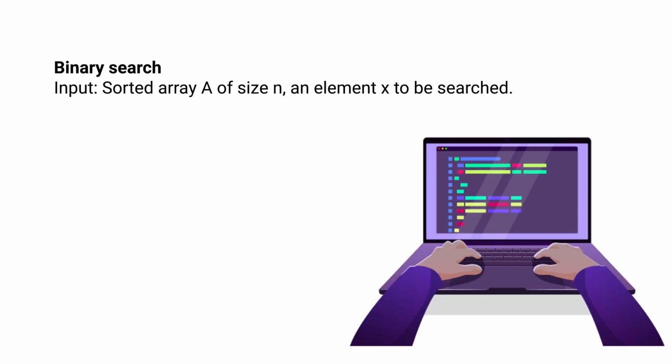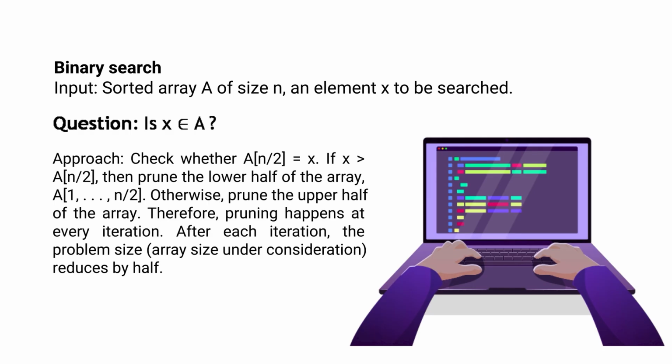In case of binary search, okay. So, binary search means what is the input? Sorted array A of size n and element x to be searched, okay, like in linear search. So, the same question is there, is x belongs to A or not. So, what will be the approach of binary search? Check whether A[n/2] equal to x, that is the middle element present in the array, and whether that belongs to x or not.